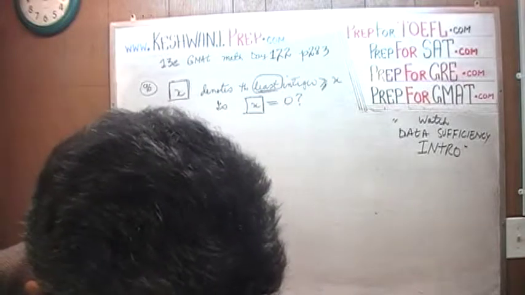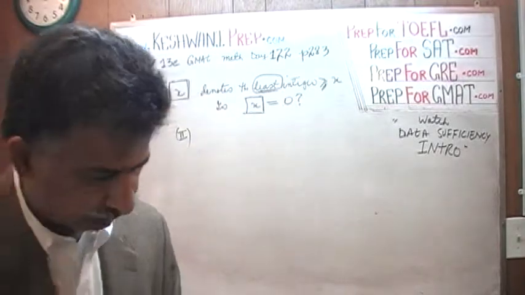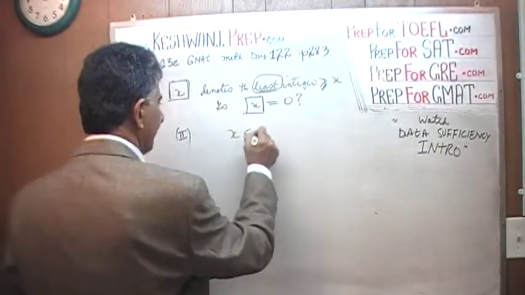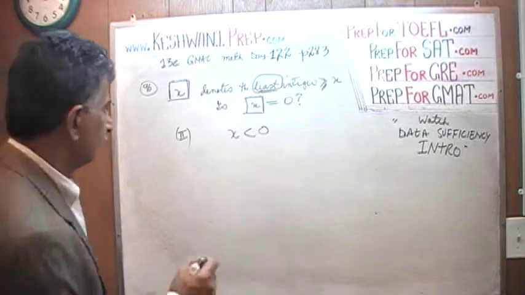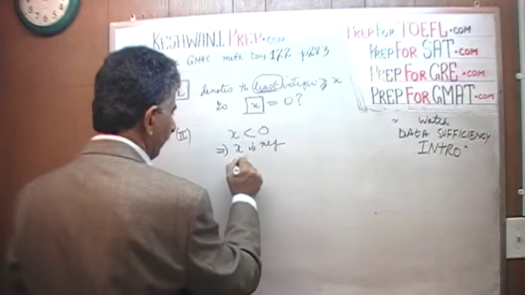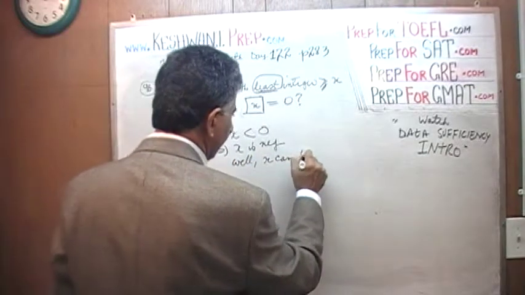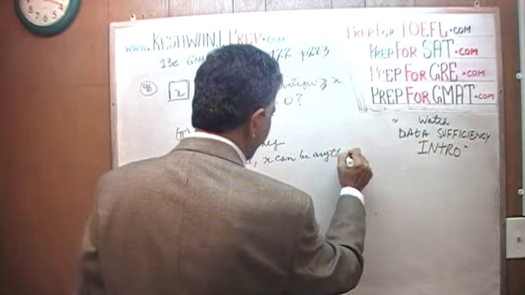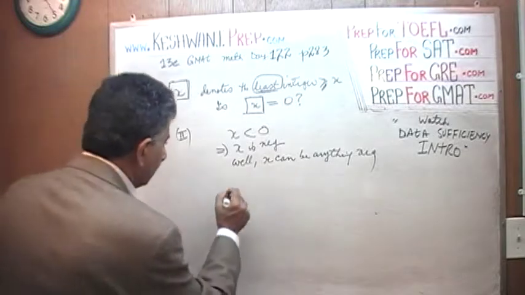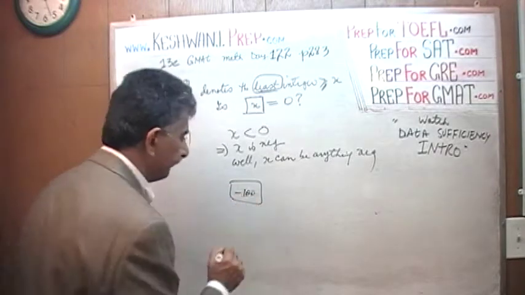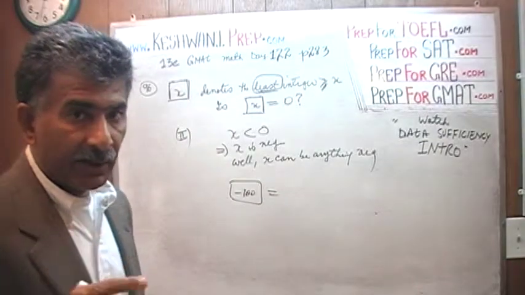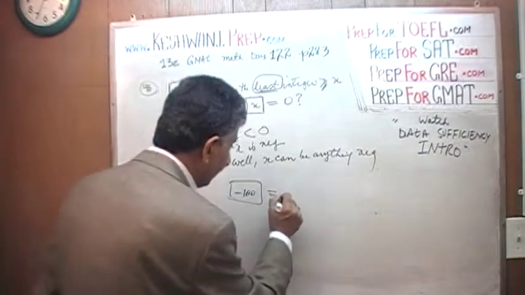In the second statement, they simply tell us that x is negative. That's all they tell us. What this says is that x is negative. Well, x can be anything negative. For example, the quantity in the box could be -100, in which case the closest integer that is either greater than or equal to -100 is -100.